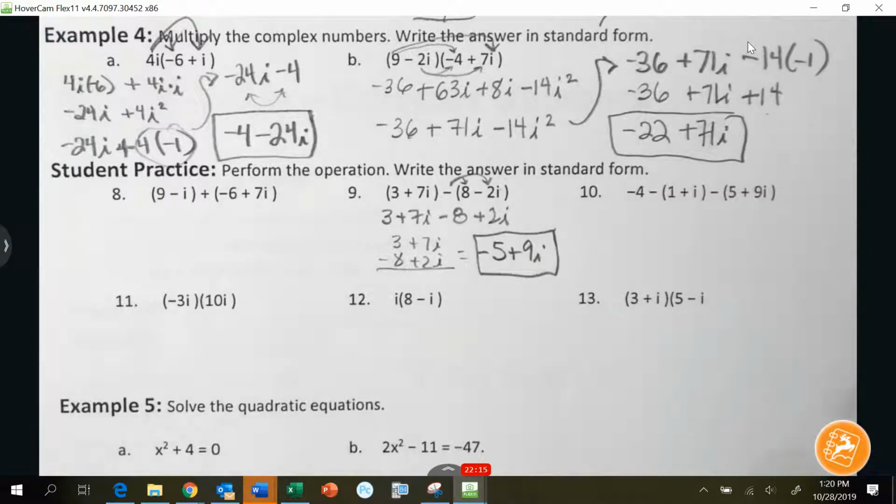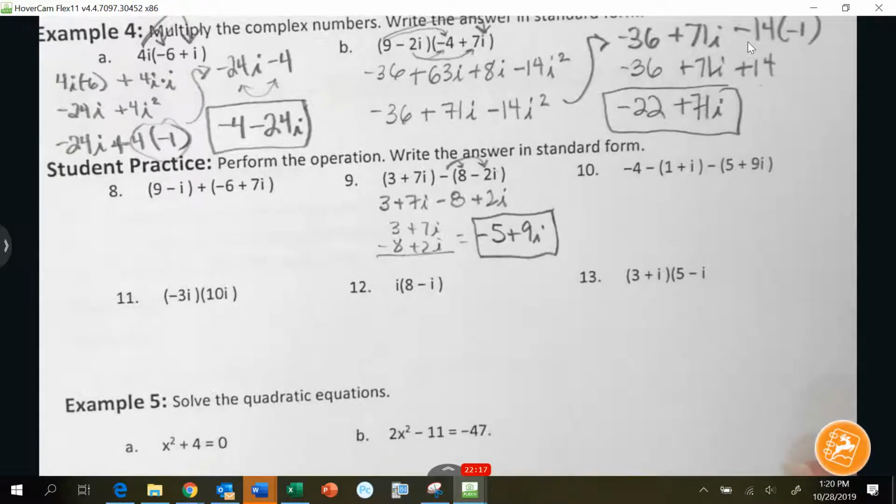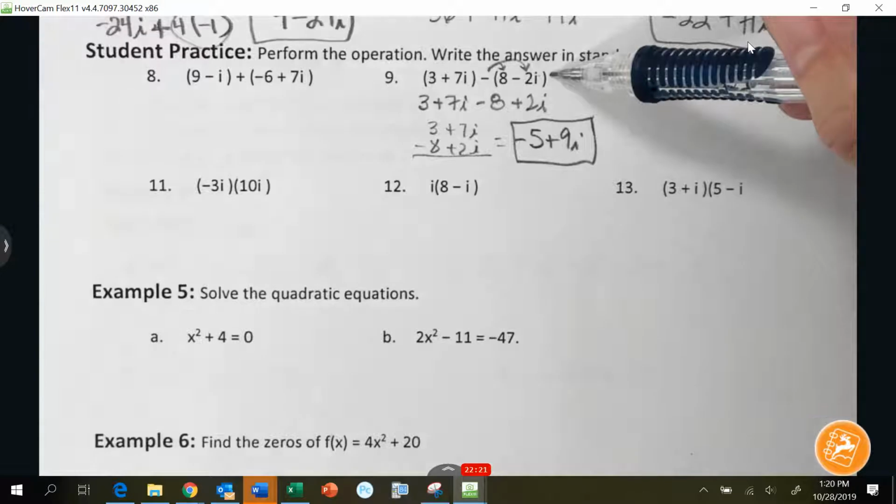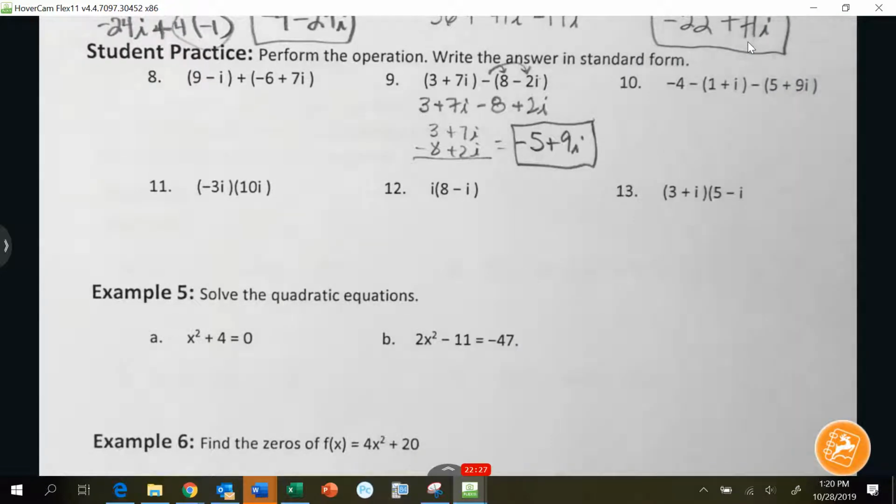Okay, you just have to make sure you're doing the correct operation. I cannot tell you how many people messed that up in the past due to rushing and not paying attention. How about number 11? Try it.